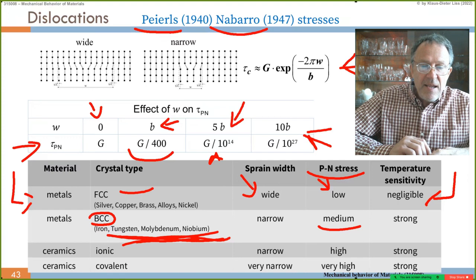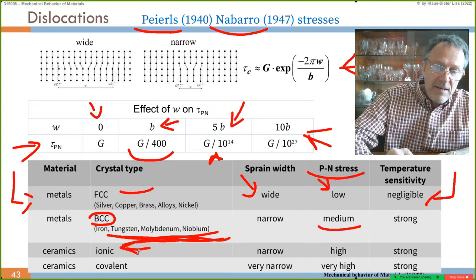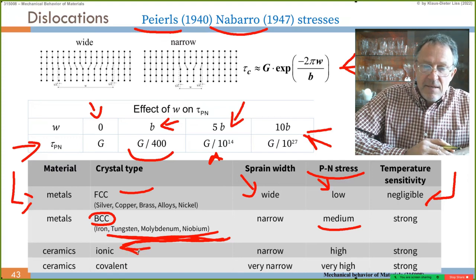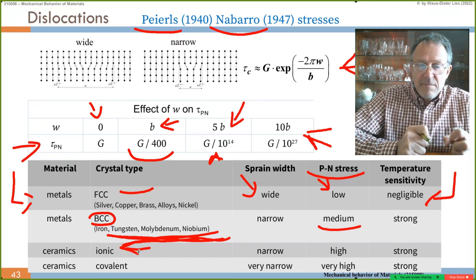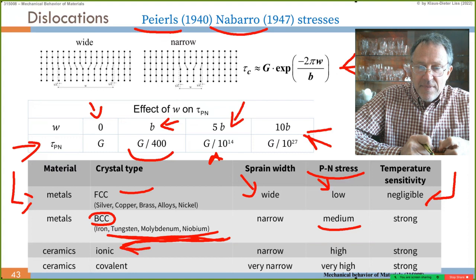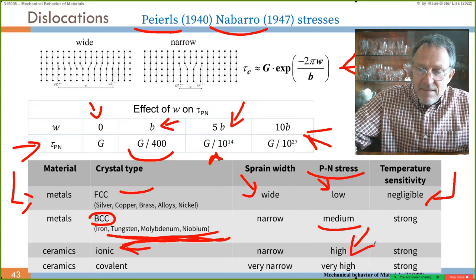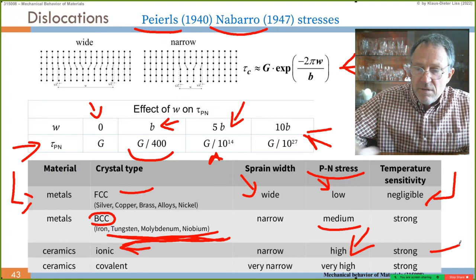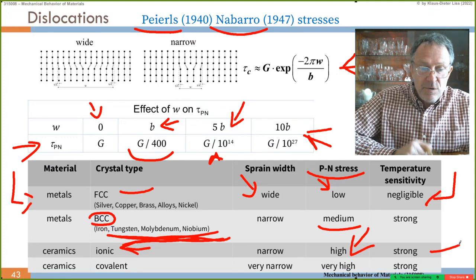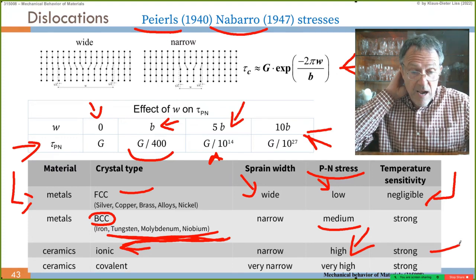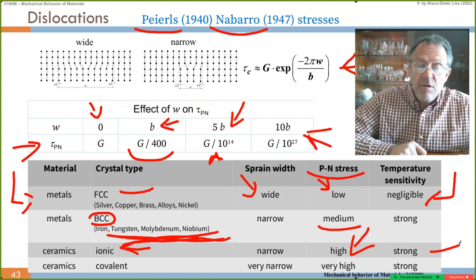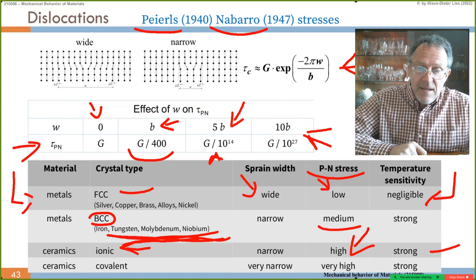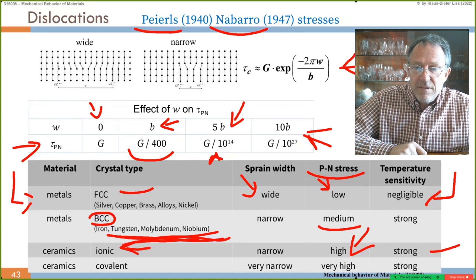Ceramics, they have ionic binding. Then the strain width is narrow because these ionic bindings are pretty strong forces, and thus the Peierls-Nabarro stress is high, and it also has a strong temperature sensitivity due to activation processes. And now we come to ceramics which have a covalent binding. The covalent is kind of the strongest bond we have in the crystals.